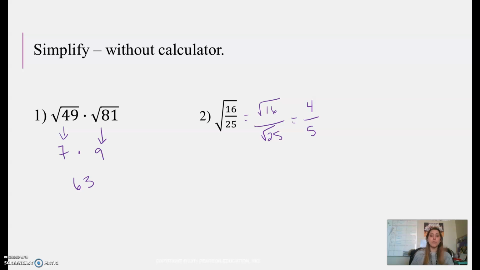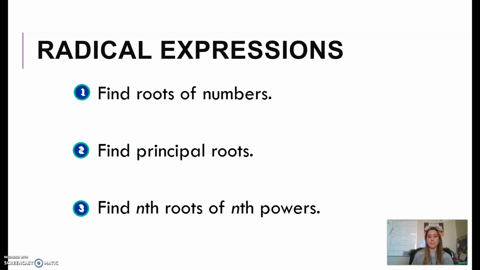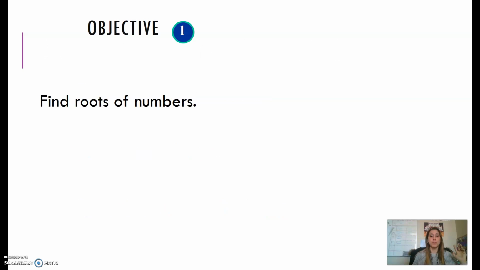We're going to be going back and forth between powers and roots, and we're going to talk about why. So radical expressions, we're going to find the roots of numbers, we're going to find principal roots, and we're going to find the nth root of the nth power. So we're going to find the roots of numbers, so we're going to be able to simplify some simple roots. Finding the principal root means finding the real solution, really is what that means. And then the nth root of n powers, we're going to talk about some different rules.